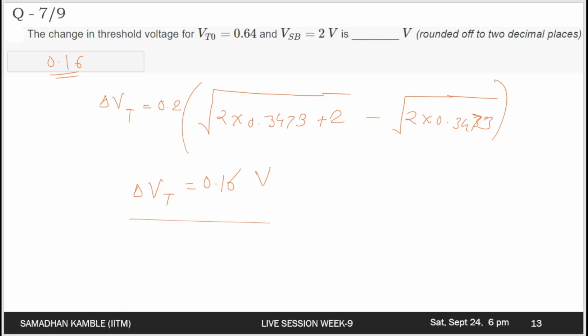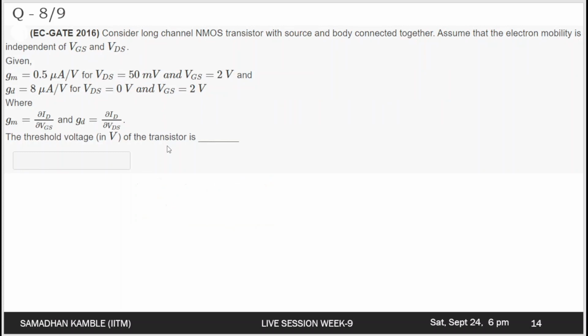Okay, so let's go to the last couple of questions now. Question number 8 I've taken from a previous GATE exam, EC GATE 2016. The question is as follows: consider a long channel NMOS with source and body connected together. Assume that the electron mobility is independent of VGS and VDS. So this mobility we can take as a constant. Different parameters are given, GM and GD, for different values of VDS and VGS.